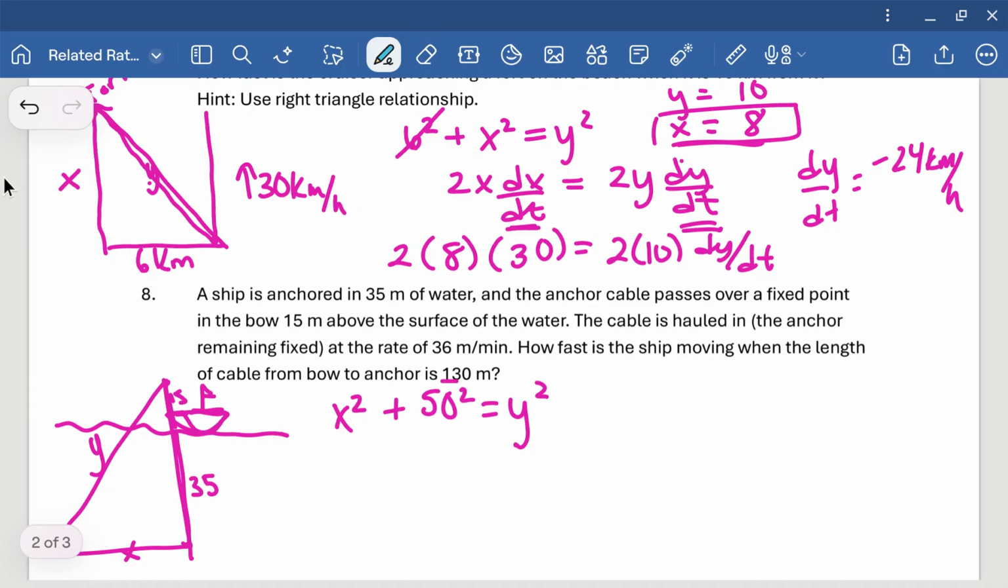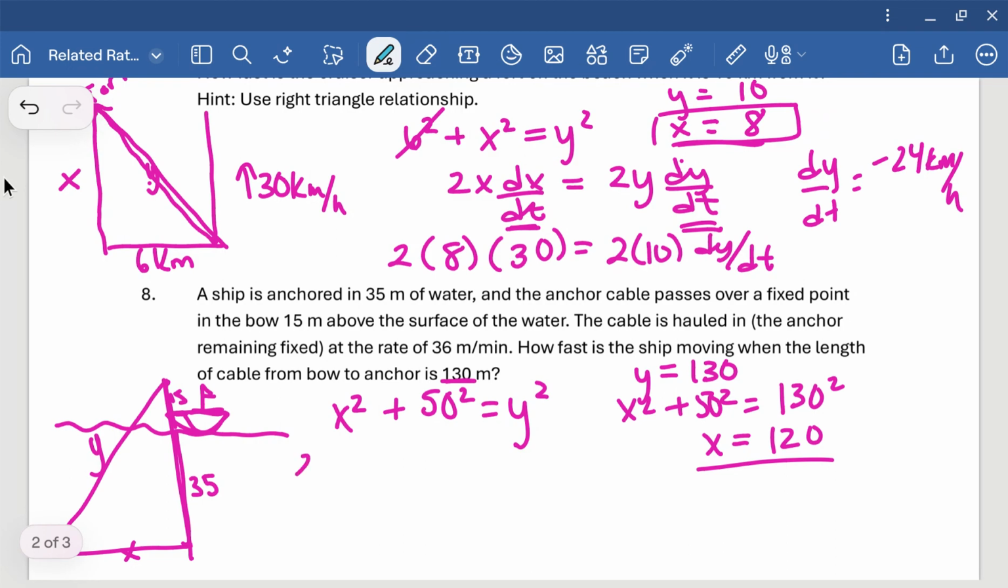If we know that at this point y is 130, we can solve for x. So if we use this formula, x squared plus 50 squared will equal 130 squared. So the point we're looking at is when x is 120. This should have been 50. So we have this information. We'll use that in a moment, but we're going to now take the derivative in terms of time.